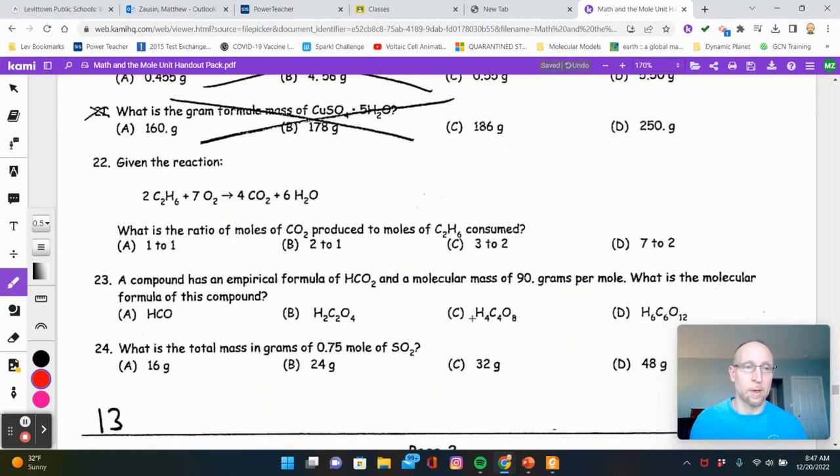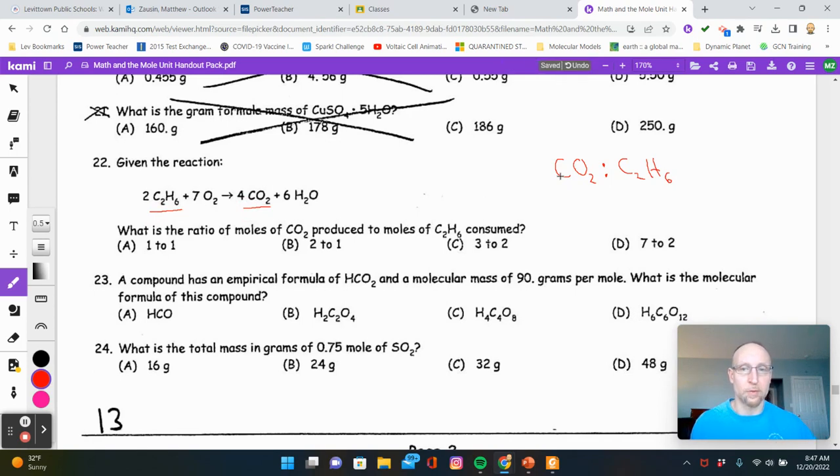All right? Next one, number 22. 22 is a little tricky because it's easier than it looks. What is the ratio of moles of CO2 to moles of C2H6? All right? So we want to know the ratio of moles of CO2 to moles of C2H6. So the tricky part here is just which number comes first. So this wants to know the relationship between CO2 and C2H6. So here's CO2 and here's C2H6, all right?